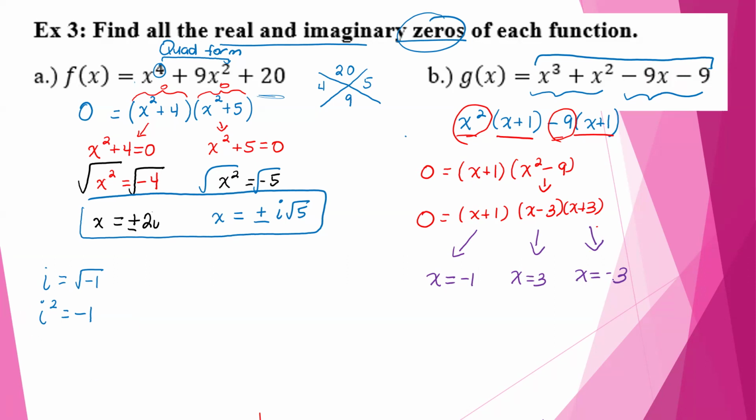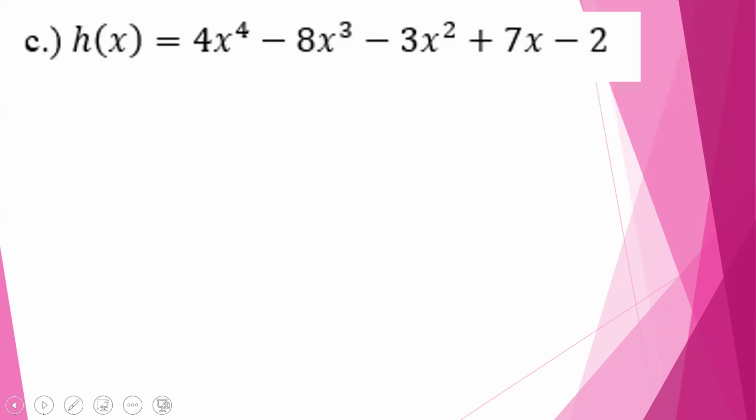So what did we get? 3. Here we got, sorry, I was gonna write. We got 4. We good? Okay, next one.